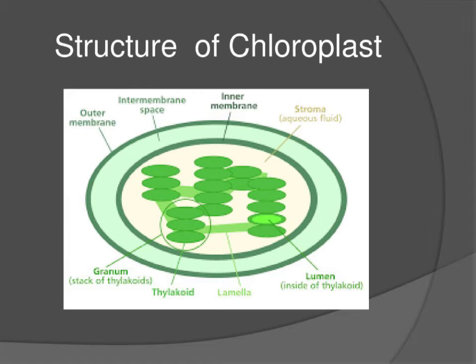So next we are going to see what is grana. Some of the thylakoids are arranged in the form of discs stacked one above the other. If you see the diagram, it is like stacking a few discs one above the other. So this is the structure of grana. These grana are interconnected by membranous lamellae called Fret channels. So this is your structure of chloroplast.